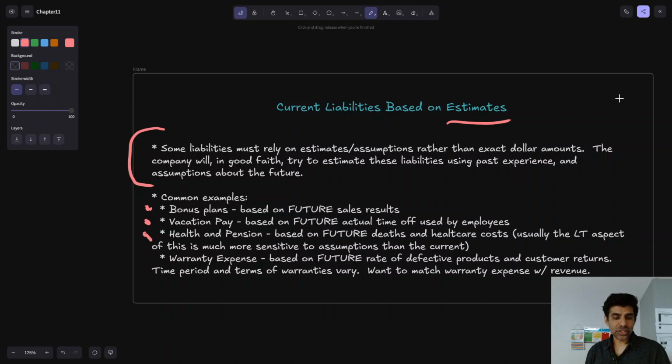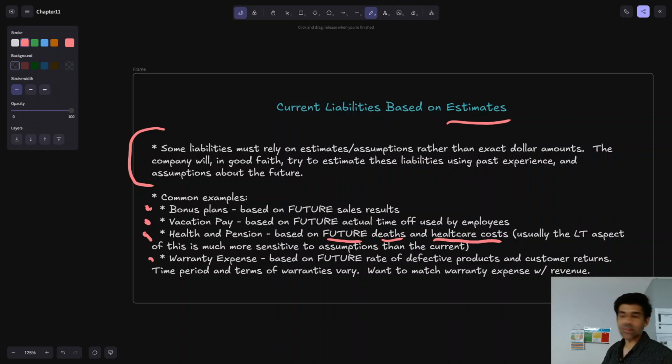Health and pension. So this is all based on future deaths, when a person is actually going to die. Healthcare costs. How much is it going to take to put someone in the hospital for a week 20 years from now, right? It's going to be based on some estimate. You don't know what that actual number is. And then warranty. You have some sense of how many of your products will go bad, but you don't know the exact amount.